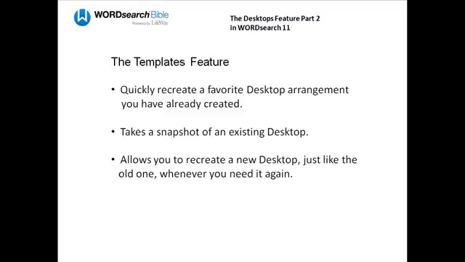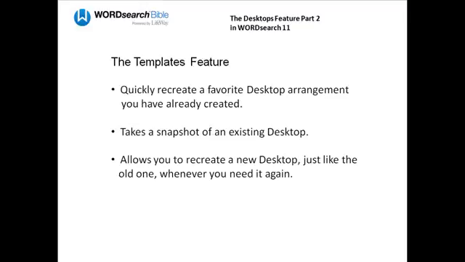The templates feature helps you quickly recreate a favorite desktop arrangement that you have already created. It takes a snapshot of the books you have opened in an existing desktop. Then, whenever you want to create a desktop just like that one again in the future, all you have to do is create a new desktop and then load that template. It will give you a desktop that looks just like that old desktop, with the same books open to the same pages and in the same position.